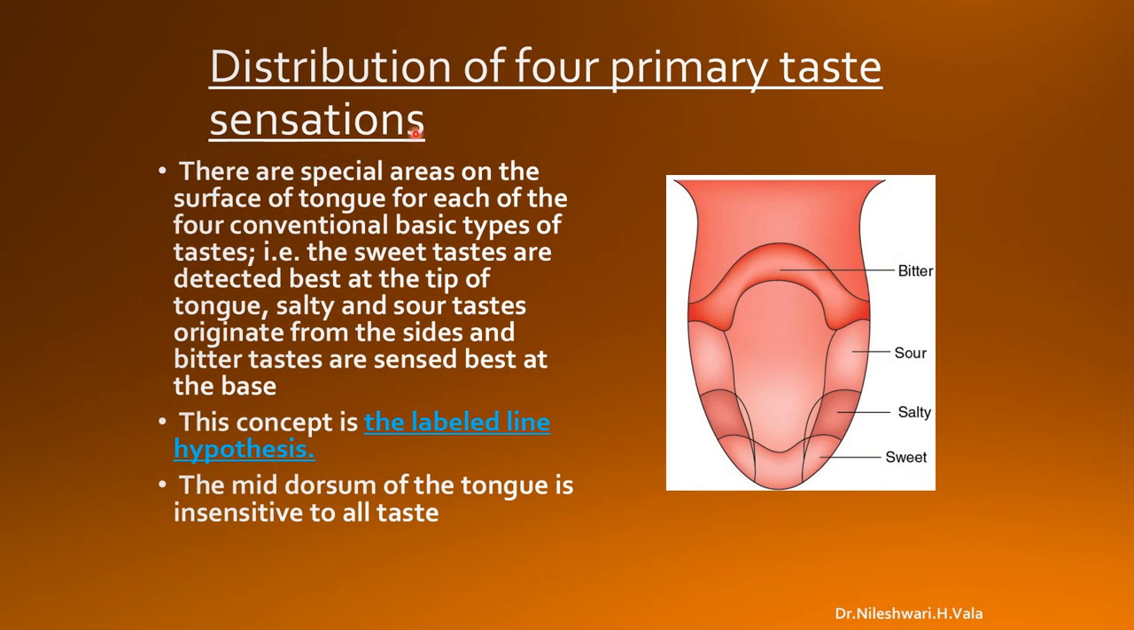Now, distribution of the four primary taste sensations. There are special areas on the surface of the tongue for each of the four conventional basic types of taste. Sweet tastes are detected best at the tip of the tongue. Salty and sour tastes originate from the sides, and bitter tastes are sensed best at the base of the tongue. And this concept is the labeled line hypothesis. Now the mid dorsum of the tongue is insensitive to all taste.